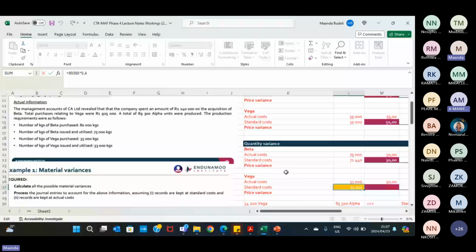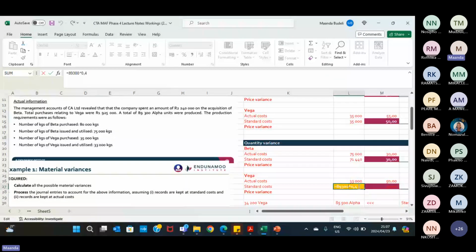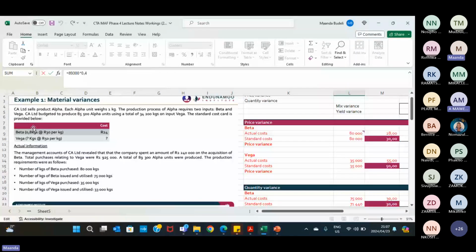Okay, yes, so you're going to take the 0.4 that is here, or the 0.8, multiply by the units to then get the kgs in standard usage or standard material. Yes, so you're going to do that.